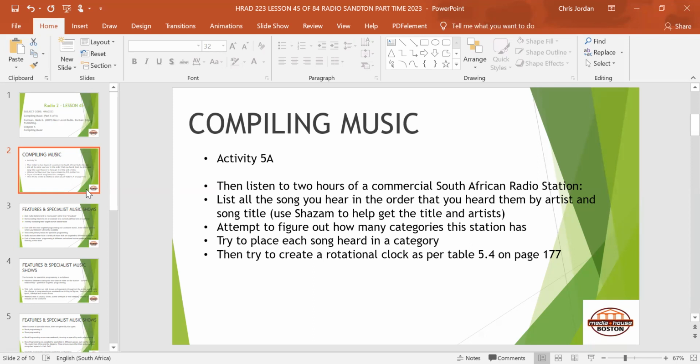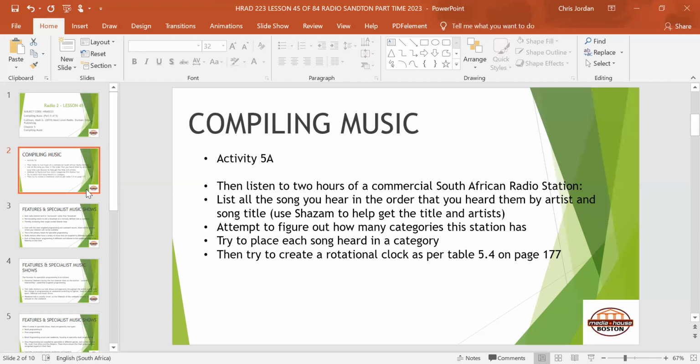That is the criteria, and I'm sure it is going to assist you with your assignment to get those marks. After that, I want you to listen to 2 hours of a commercial South African radio station. You can choose any one of those that are in your textbook, as it is premeditated there for you. If you offer up those answers, I will mark them correct in your assignment. List all the songs that you hear in the order that you heard them, by artist and song title.